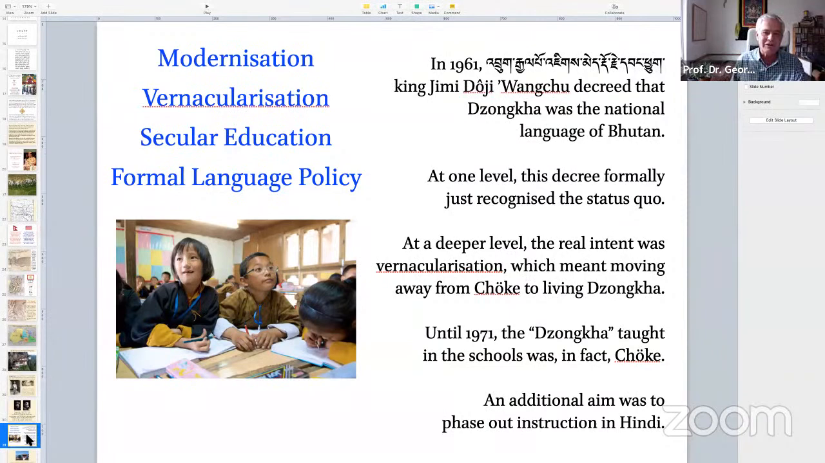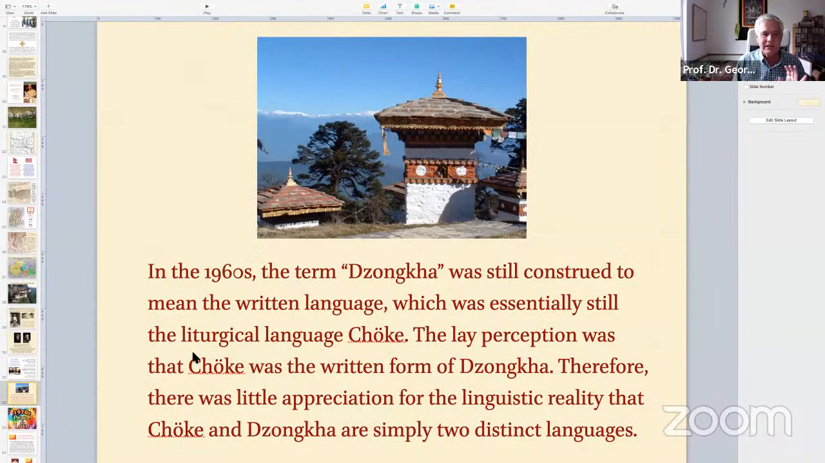This was the confusion. So the Dzongkha that used to be taught was actually classical Tibetan liturgical language, Chöke, until 1971. And then people said, we have to teach the spoken language. Well, this leads to confusion in people's minds, because many people in the 1960s, when they said Dzongkha, they still meant the liturgical classical Tibetan language, not the spoken language.